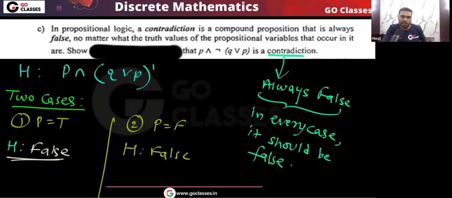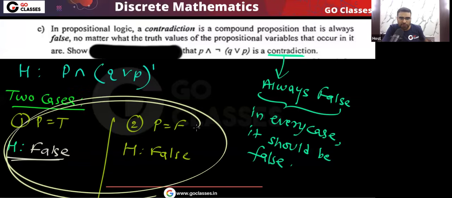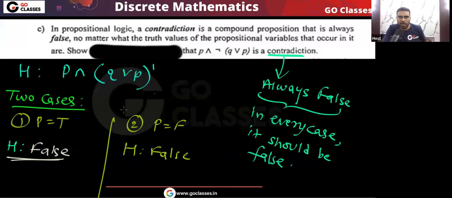So tell me one thing, only two cases are possible. Either P is true or P is false. In both the cases, can you notice H is false? So can I say H is always false? In this case also H is false. So in every case H is false. So H is always false. So I can say H is a contradiction. That's it. This is the proof. So very simple.